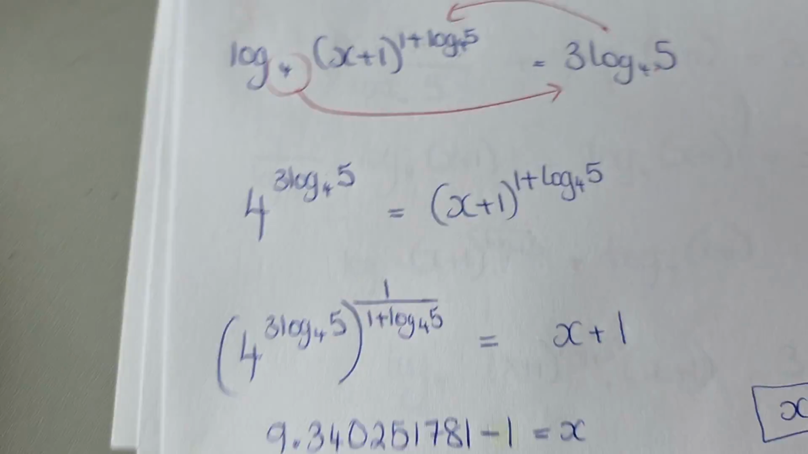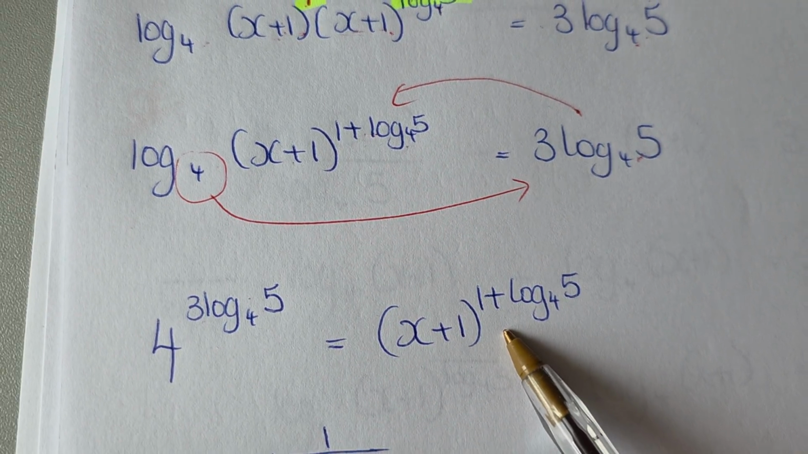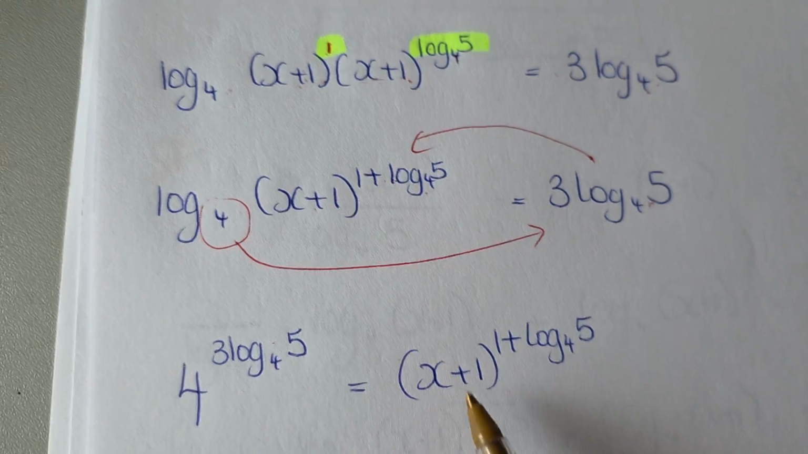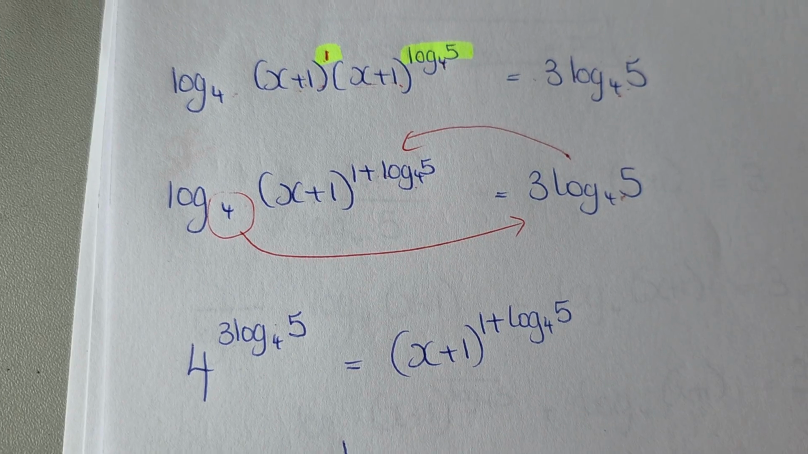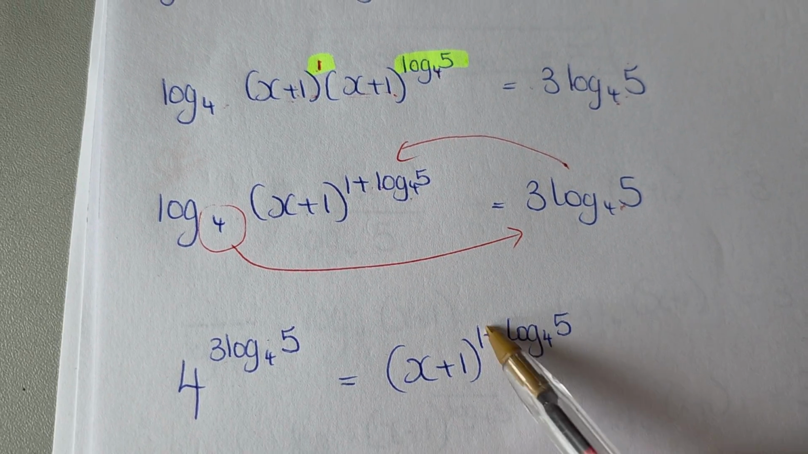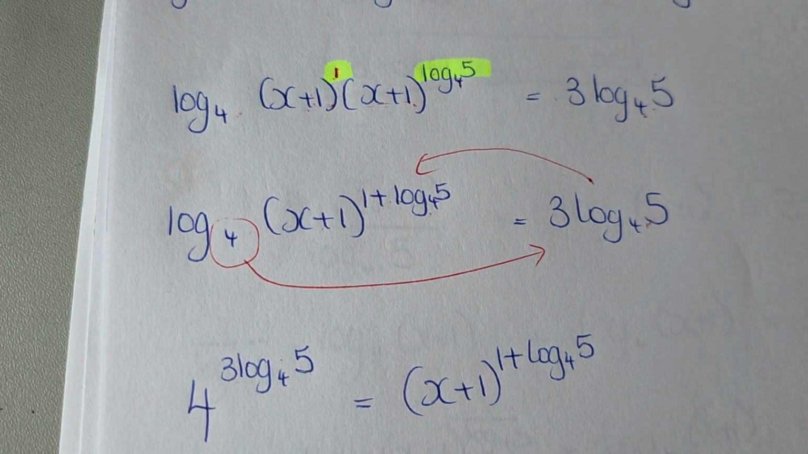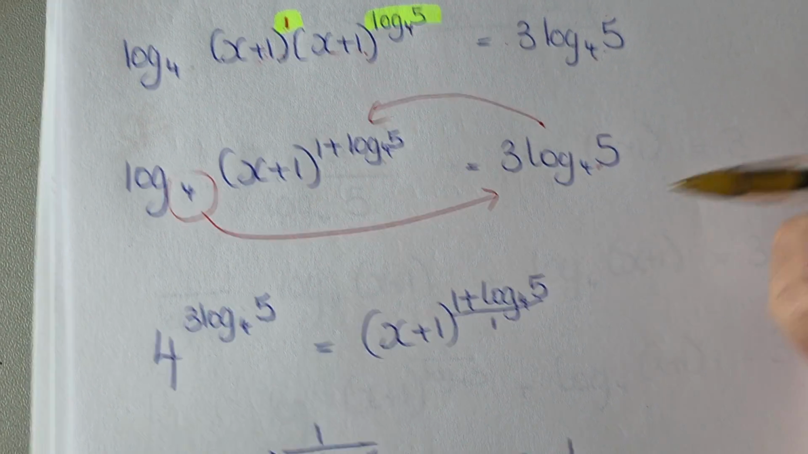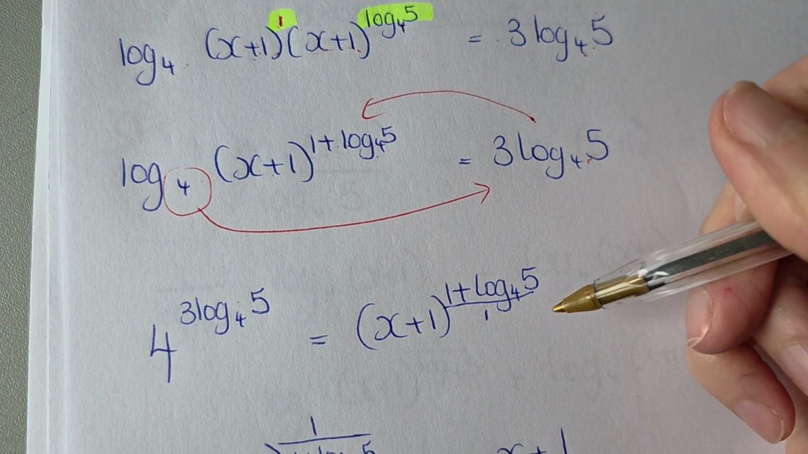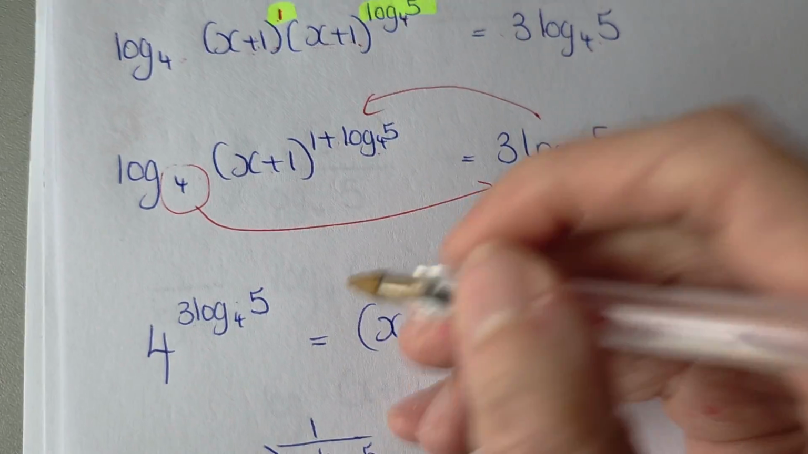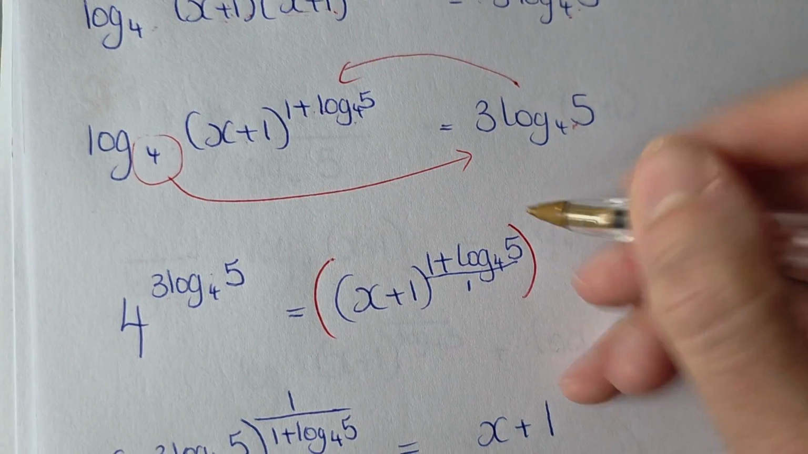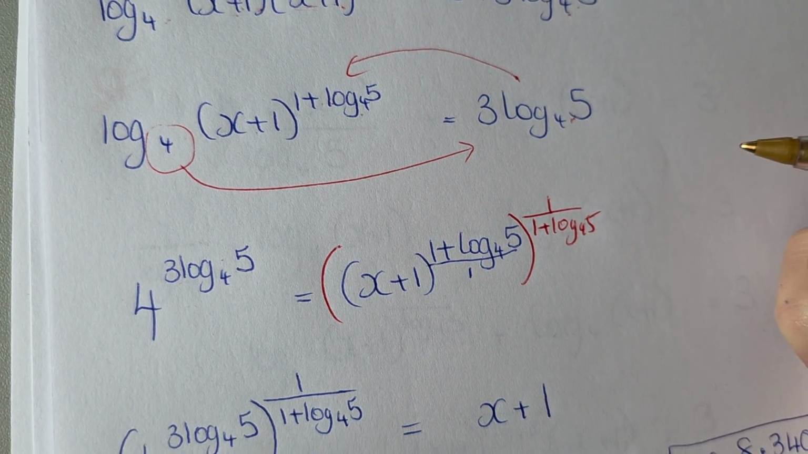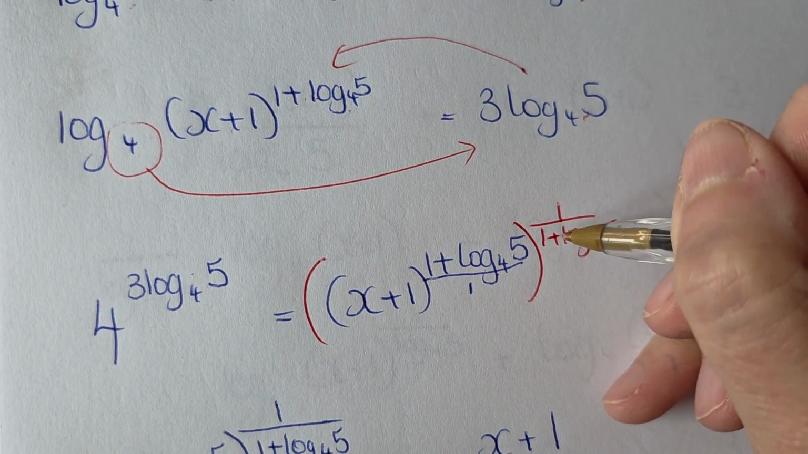I want to get x on its own, but x is trapped inside the bracket. So the only way to get rid of the power, so that you can get just x plus 1 on its own, is if you put the right-hand side to the power of the reciprocal of its fraction here. So 1 plus log 5 base 4, put that over a 1 as a fraction. So in order to turn that fraction into a 1, you'd have to multiply it by its reciprocal. The reciprocal is just the fraction turned upside down. So it'd be 1 over 1 plus log 5 base 4. That's the reciprocal of that fraction.